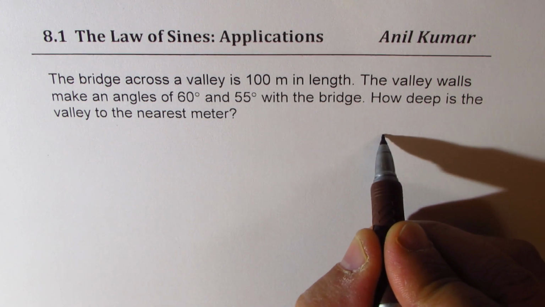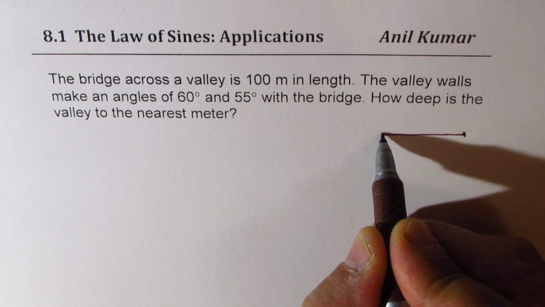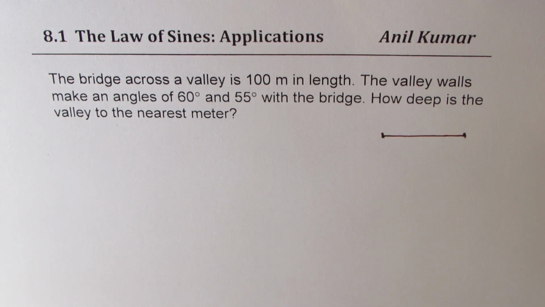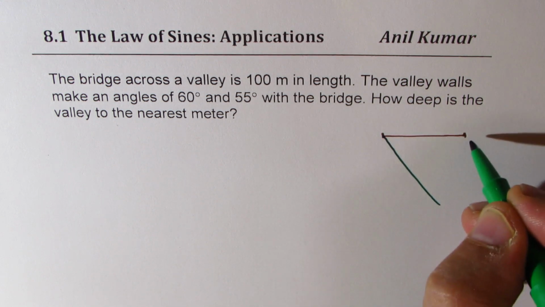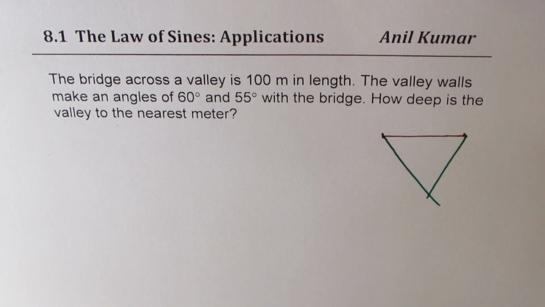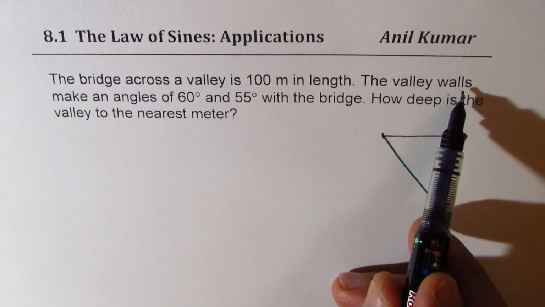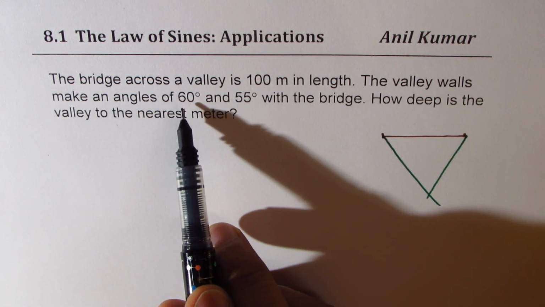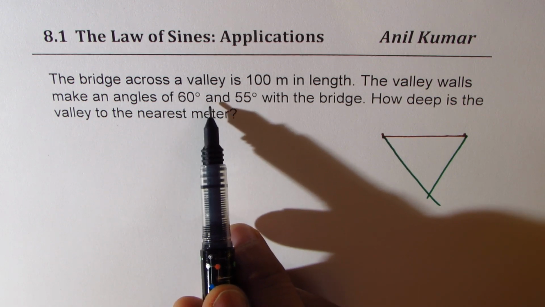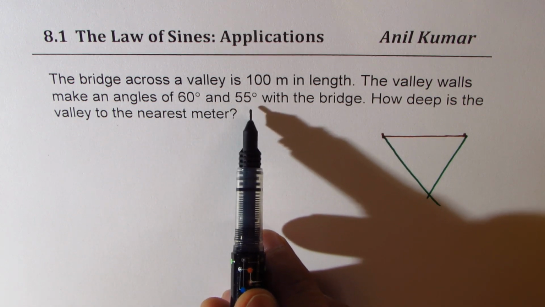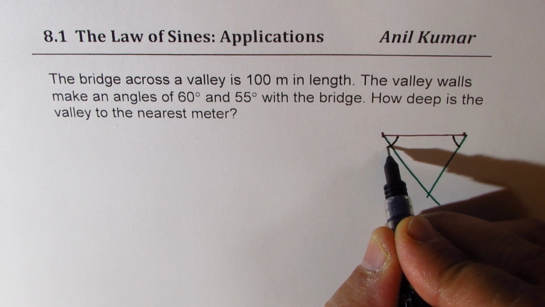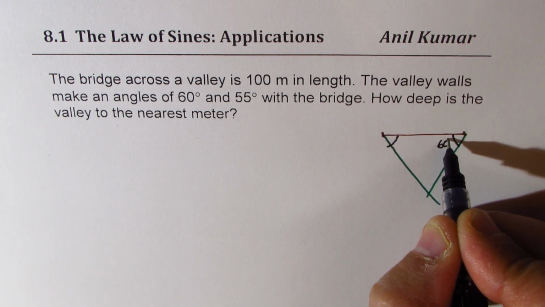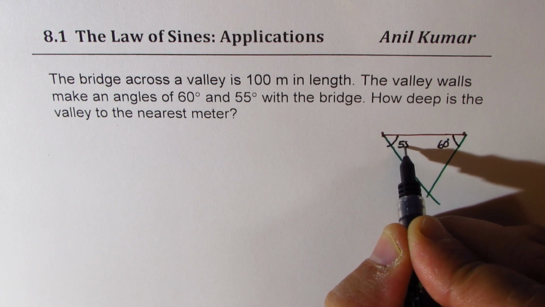So let me sketch the scenario here. That's the bridge for us. And let us say we're talking about a valley. We'll just make it a triangular form, right? So what we are given here is that the valley walls make an angle of 60 degrees and 55 degrees with the bridge. So these angles are given to us, right? One of them is 60 degrees, the other one is 55 degrees.